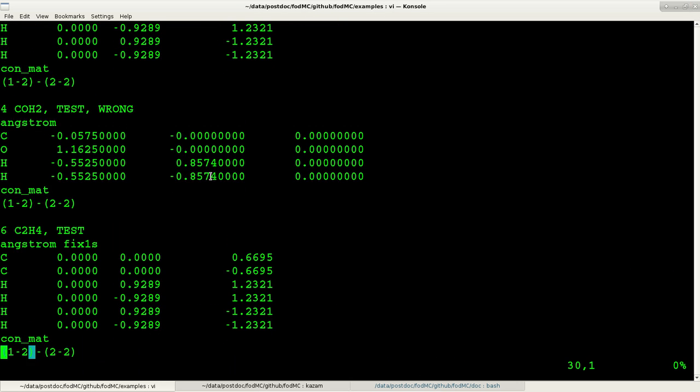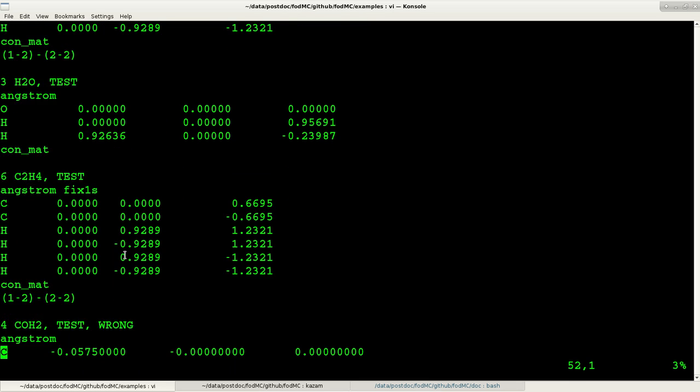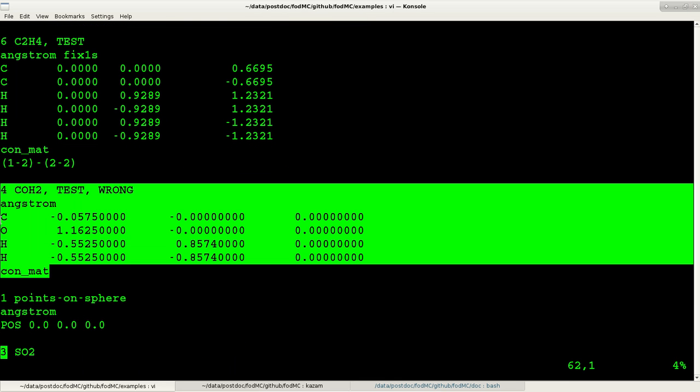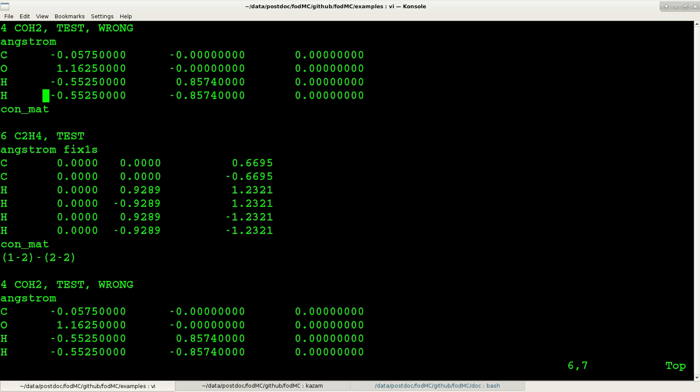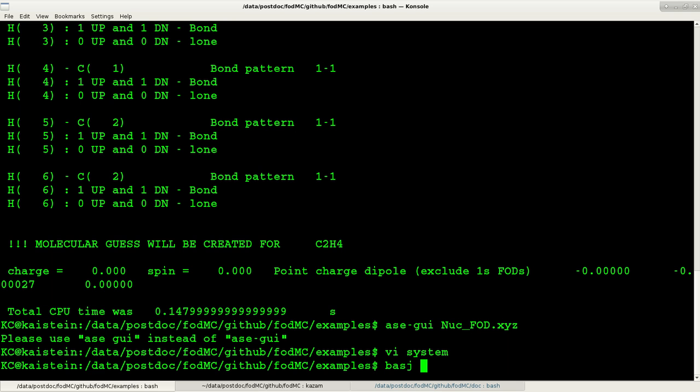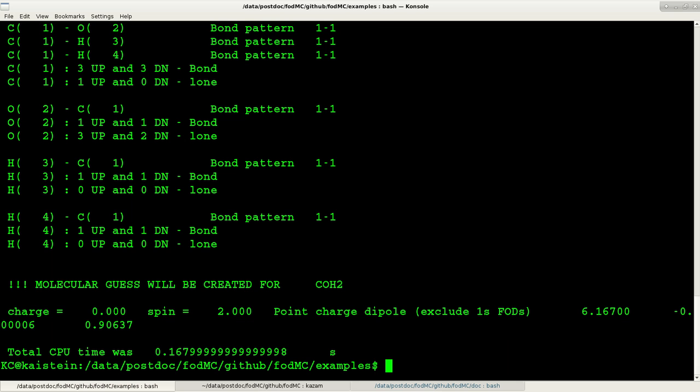And now I'd like to go to an example where you got to be more careful. So the example is COH2, where we would expect a double bond between the carbon and the oxygen atom. But as you can see, I do not specify that at all. So I blindly use the fodMC as a black box method. And if I run the code, I see that I have a problem.